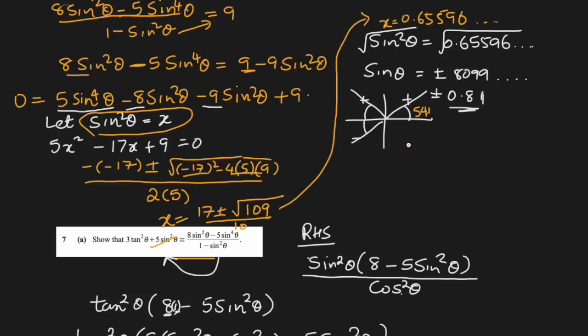54.1. So the first answer will be 54.1 itself. Second answer will be starting from here till this line, which is 54.1 less than 180. So 180 minus 54.1, and the third one will be 180 plus 54.1.